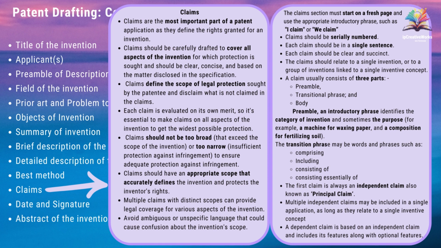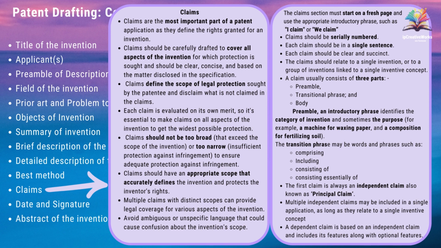The claims section must start on a fresh page and use the appropriate introductory phrase, such as "I claim" or "we claim." Claims should be serially numbered. Each claim should be in a single sentence. Each claim should be clear and succinct. The claims should relate to a single invention, or to a group of inventions linked to a single inventive concept.